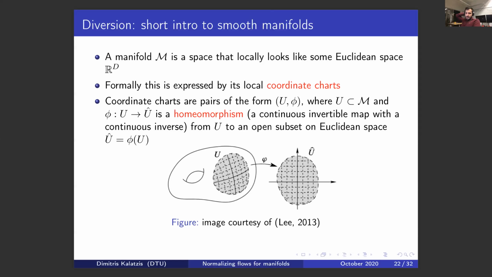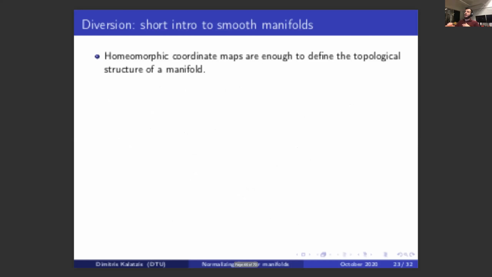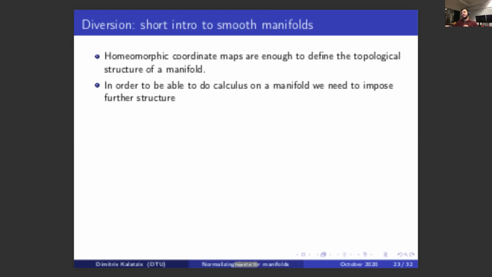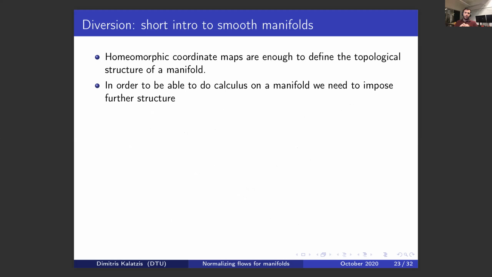Coordinate charts are pairs, tuples (U, phi), containing an open subset on the manifold U and the map phi, which we call a homeomorphism. A homeomorphism is a continuous invertible map with a continuous inverse. And this homeomorphism maps between U and an open Euclidean subset U hat. Intuitively, you can think of homeomorphisms as providing a unique and continuous way of mapping between regions on the manifold and Euclidean space.